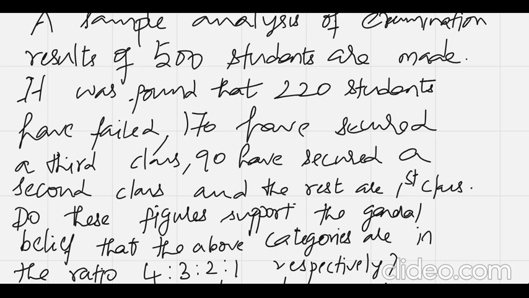So here we are taking 500 students. Out of 500 students, 220 students have failed and 170 secured a third class, 90 have secured a second class, and the rest are first class. It is given clearly in the question. We have to examine whether the above categories are in the ratio 4 is to 3 is to 2 is to 1 respectively.